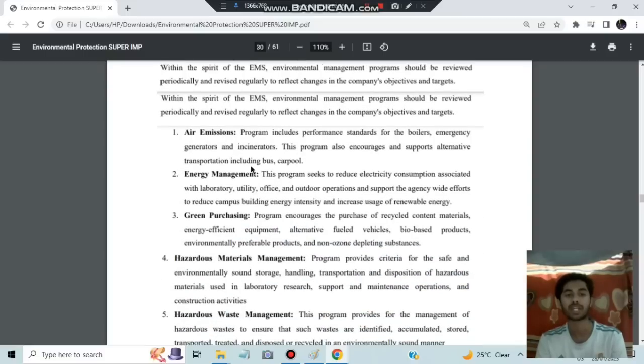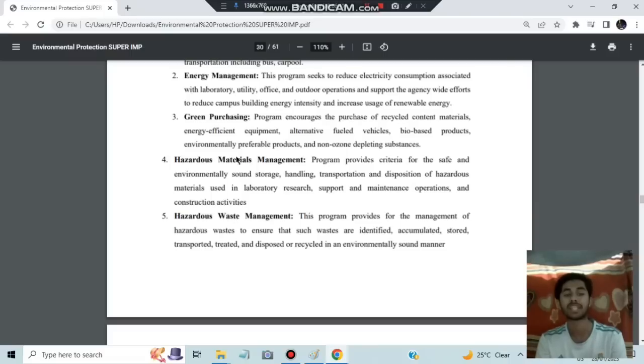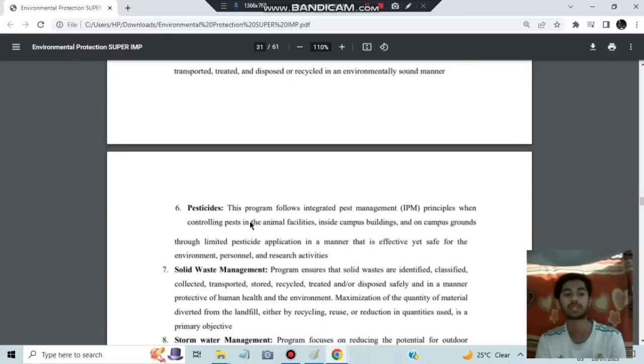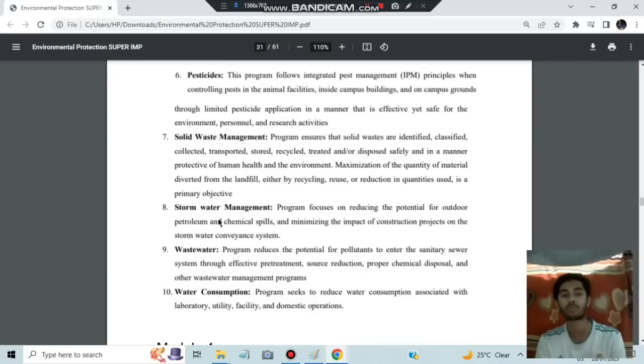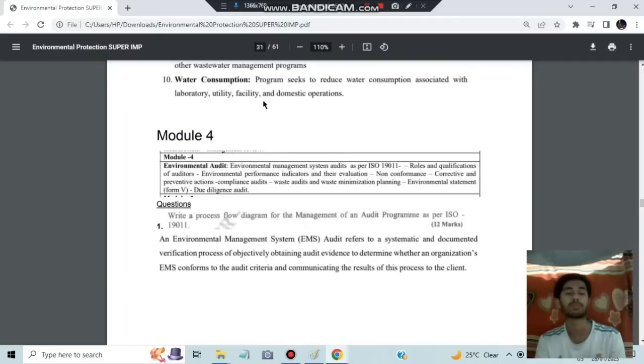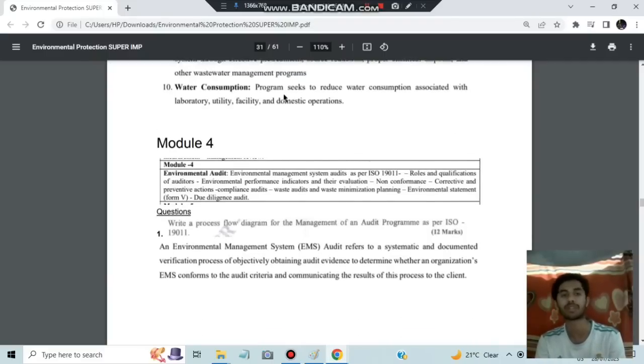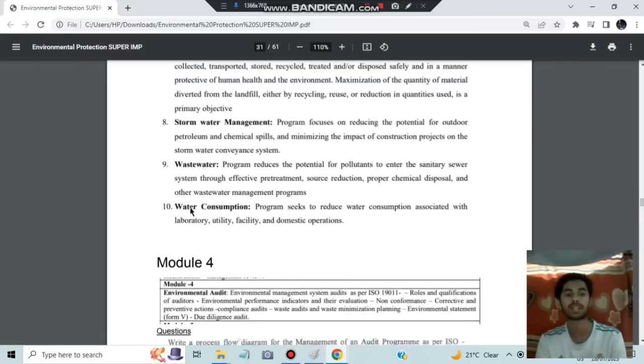Okay, so different kinds of programs and schemes are air emissions, energy management, green purchasing, hazardous material management, hazardous waste management, pesticides, solid waste management, stormwater management, wastewater and water consumption. Basically, you have to write about the management schemes in water consumption. Whatever the things are, it's pretty much common sense. About the good things you have to write, like water consumption means how much water is getting consumed, how can we make water more secure, how can we save the water from getting affected by chemicals, what are the measures to be taken to reduce water wastage, and so on.